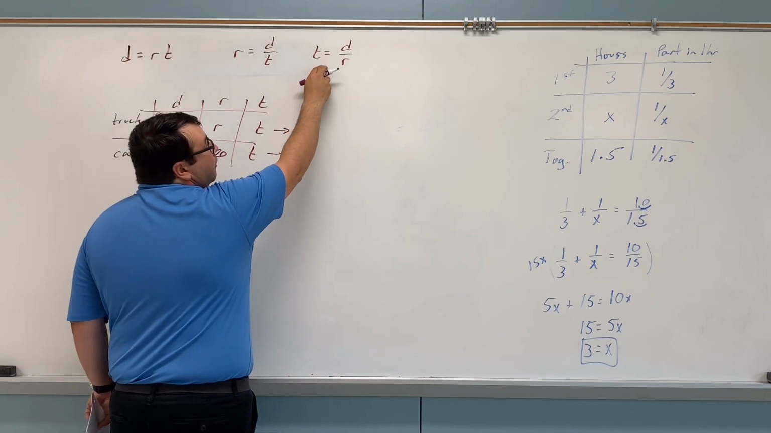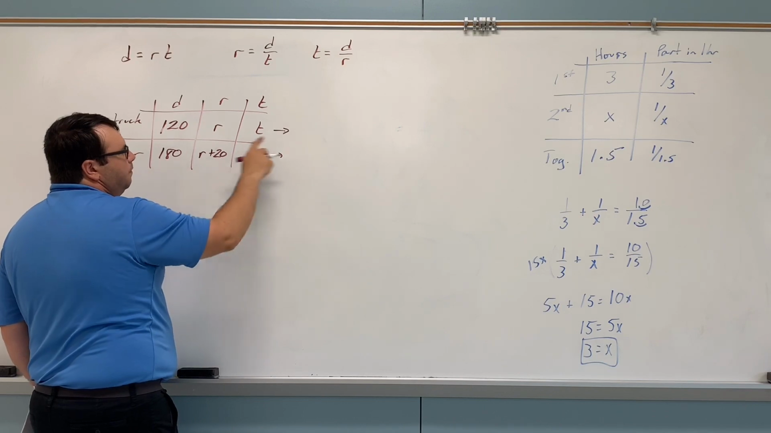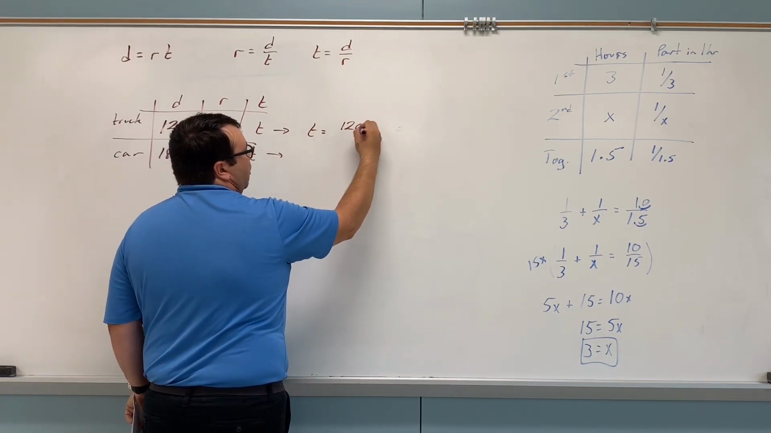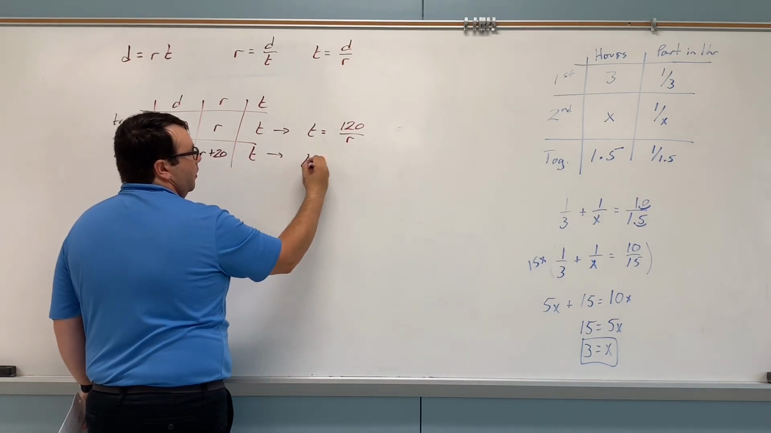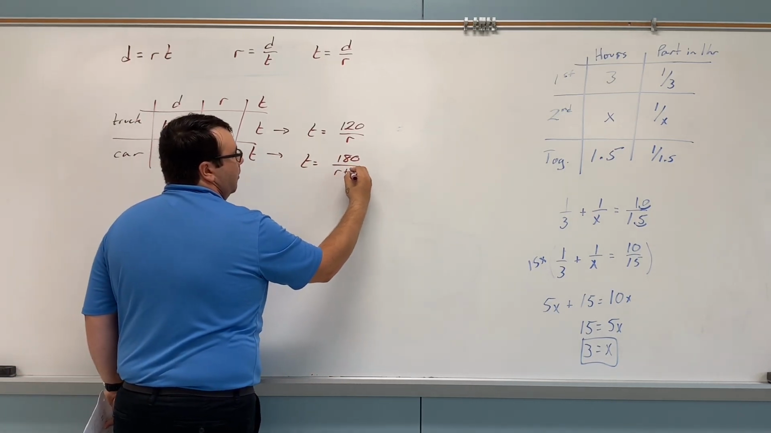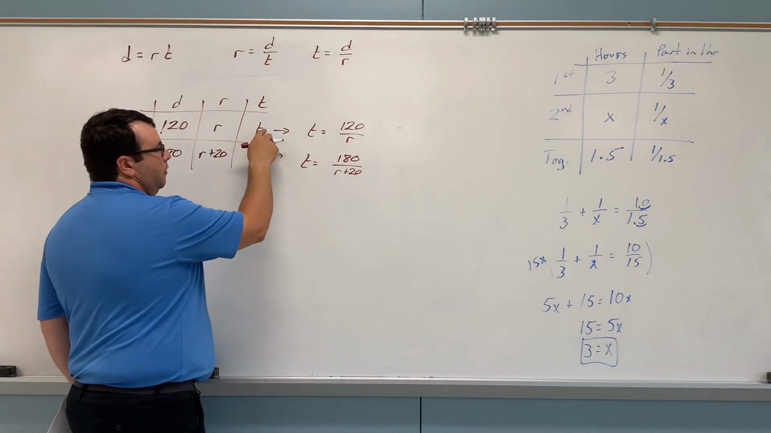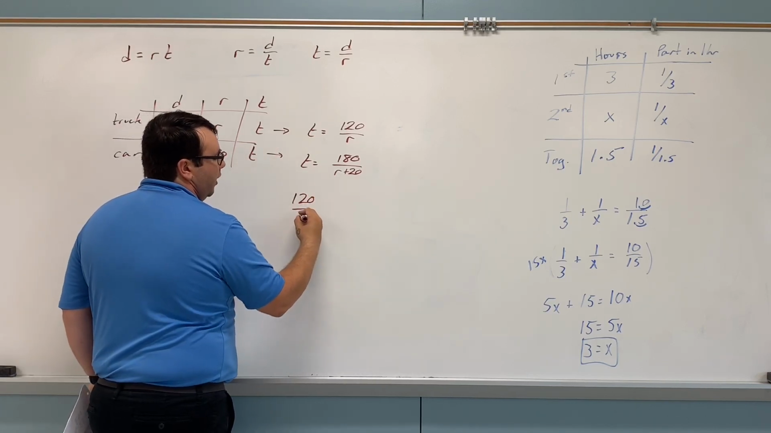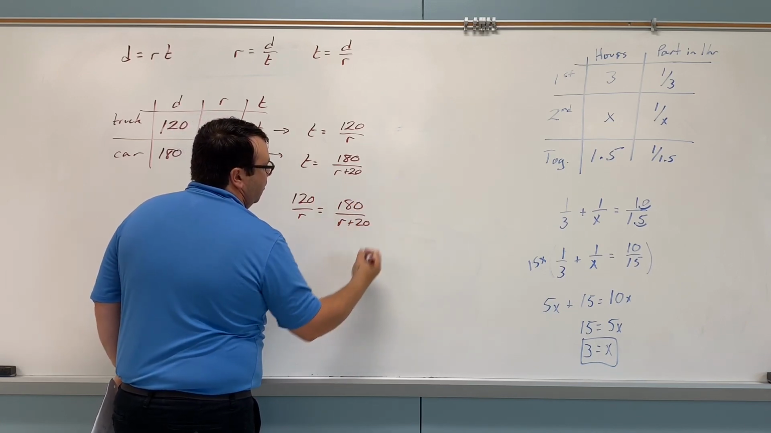So I'm going to use this pre-formatted version of distance, rate, and time. So this time is talking about 120 divided by r. This time is talking about 180 divided by r plus 20. I know my time is the same because it mentioned it in the problem, and these are both t. So I can say that I have 120 divided by r is equal to 180 divided by r plus 20.